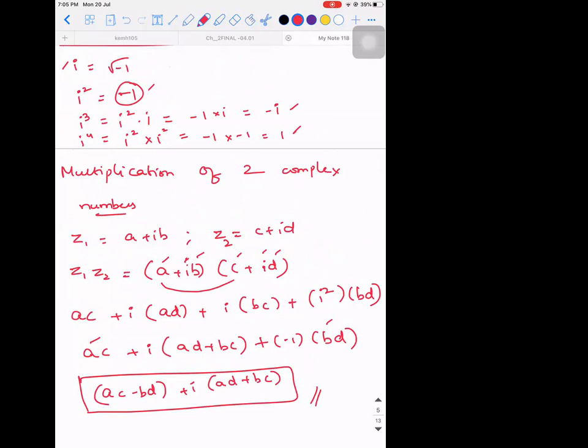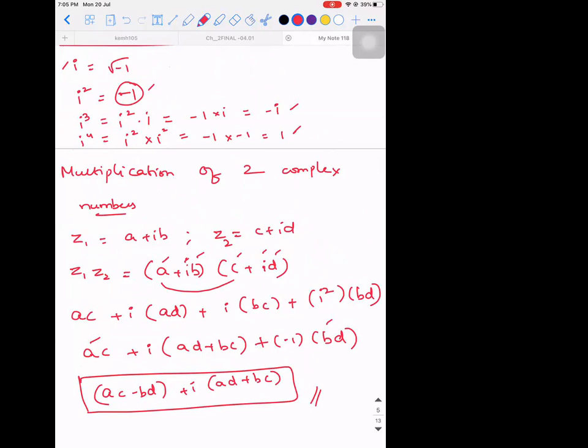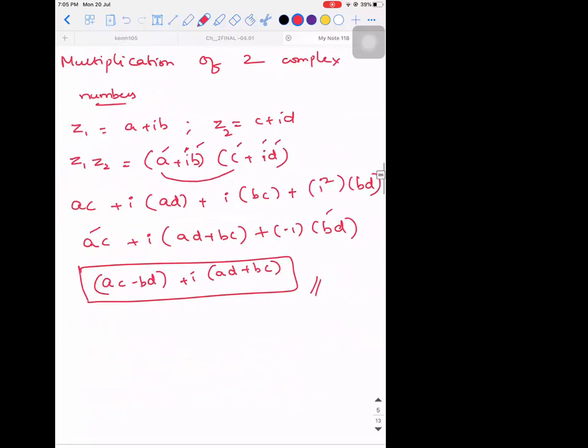Done, sir. Okay, so ac minus bd plus i into ad plus bc. Is that clear? So this is multiplication of two complex numbers. I hope you copied this one. You need not remember it like a formula. You can do it for individual problems. I don't suggest you remember this as a formula. Done?